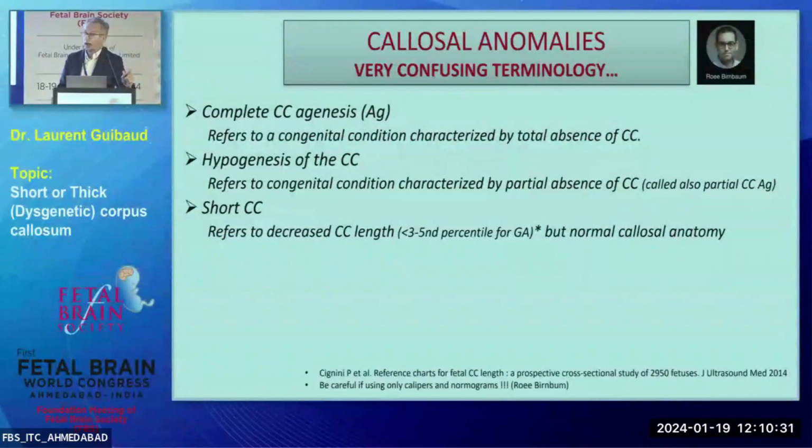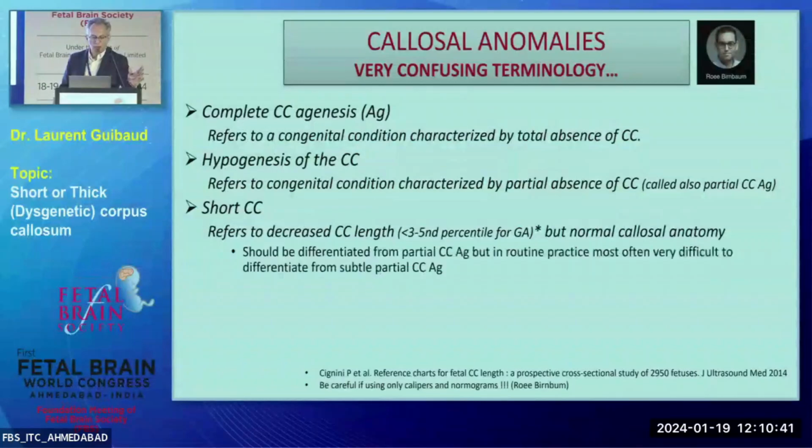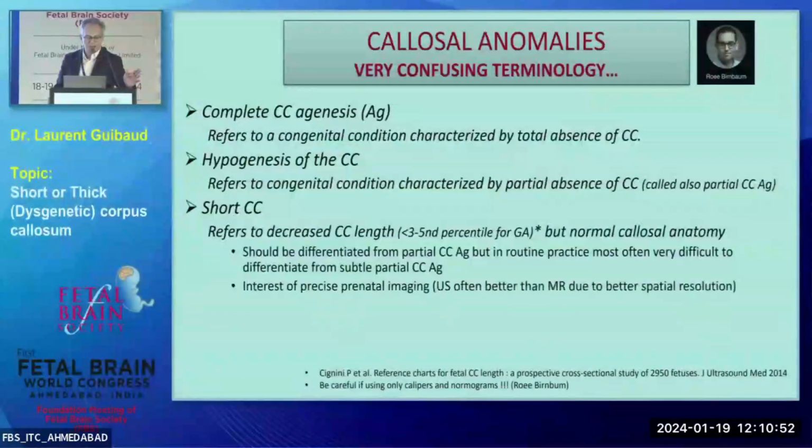As was said yesterday, we should be careful using only calipers and normograms. In that case, the callosal anomalies should be normal. But it's very difficult to differentiate from partial agenesis in routine practice for subtle partial corpus callosum agenesis. In that case, it's interesting to have precise imaging, and in my experience, ultrasound is better than MR due to better spatial resolution.